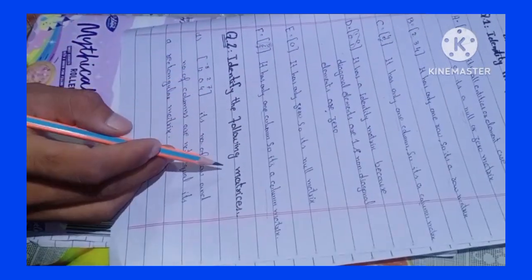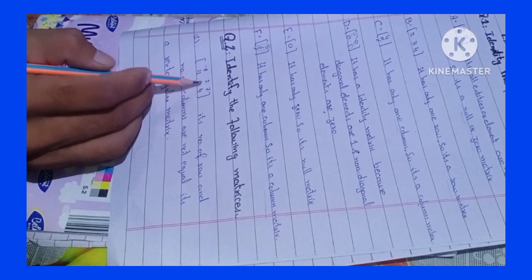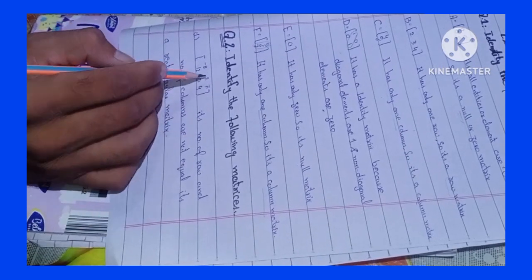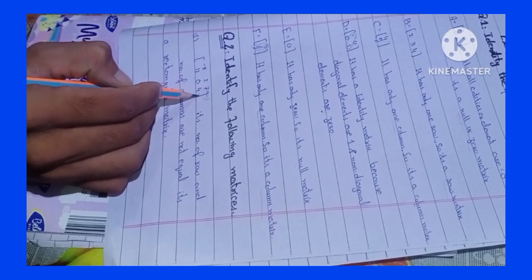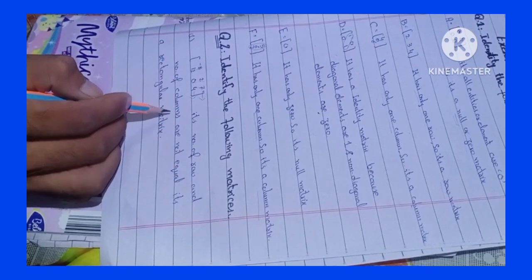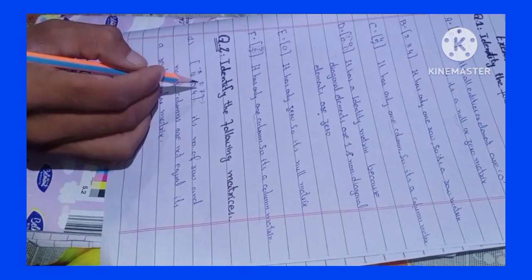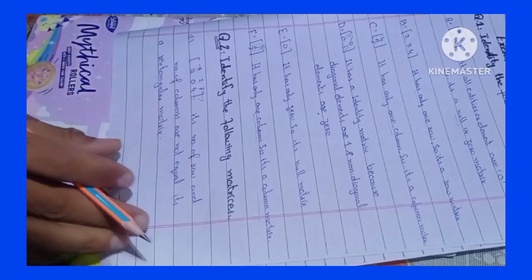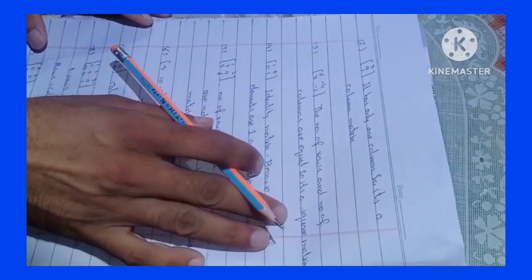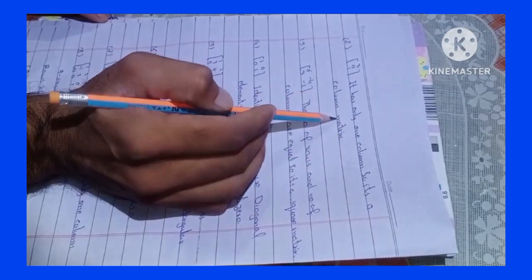The second question is: identify the following matrices. First is -8, 2, 7, 12, 0, 4. These are called entries. Two rows and three columns. Its number of rows and number of columns are not equal. It's a rectangular matrix because it has two rows and three columns. Second is 3, 0, 1. It has only one column, so it is a column matrix.